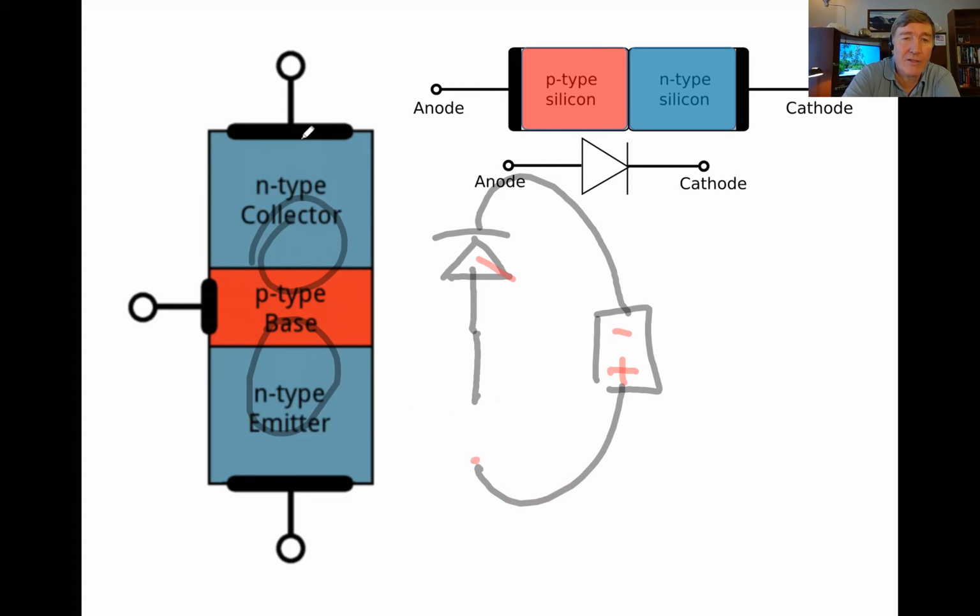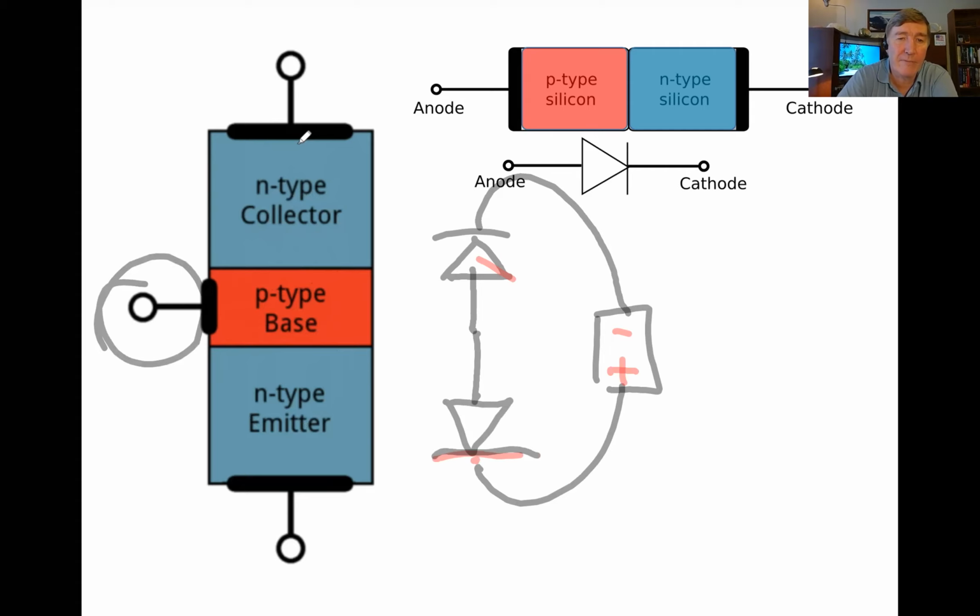Let me just fix something really quickly here. Okay, all right, so no matter which way we try to get the current to flow, one of the diodes is going to say no, it's not going to allow it to go. But something really interesting happens if we connect up something to this middle terminal right here.